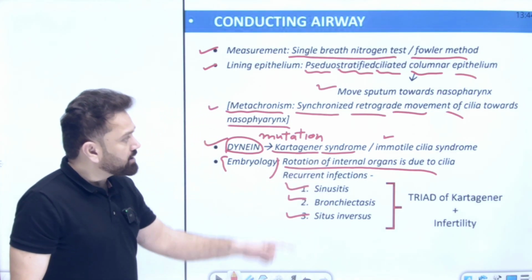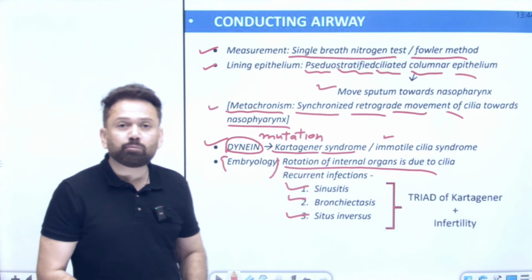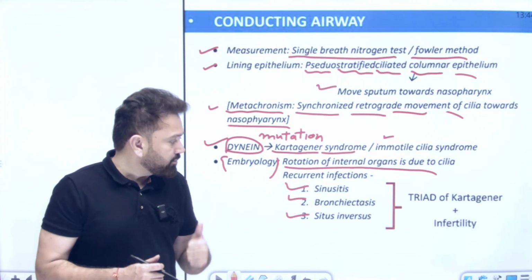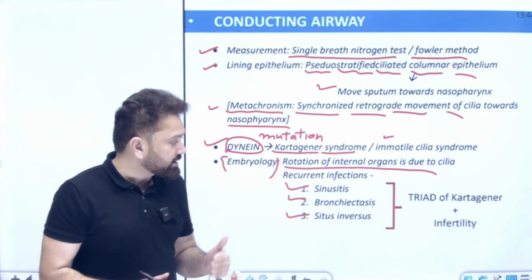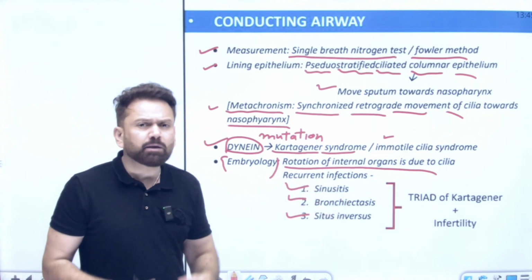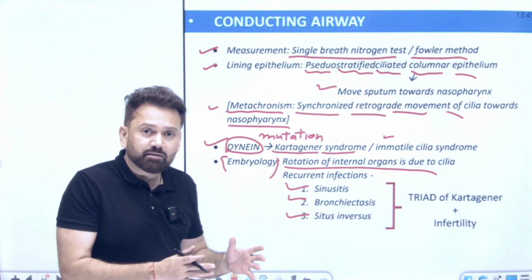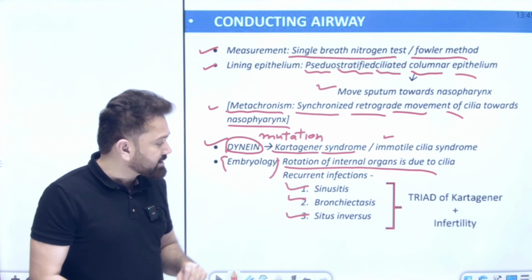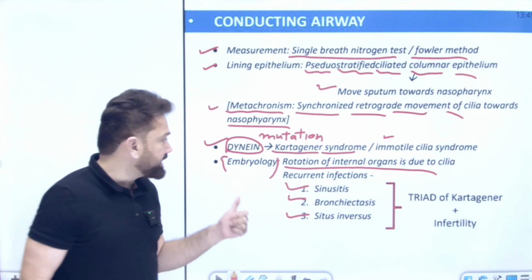This is called the triad of Kartagener syndrome. So doctor, what is the triad of Kartagener syndrome? Sinusitis, bronchiectasis and situs inversus. You can also get infertility, but infertility is not the triad. It can be there, it cannot be there, but the triad is sinusitis, bronchiectasis and situs inversus.